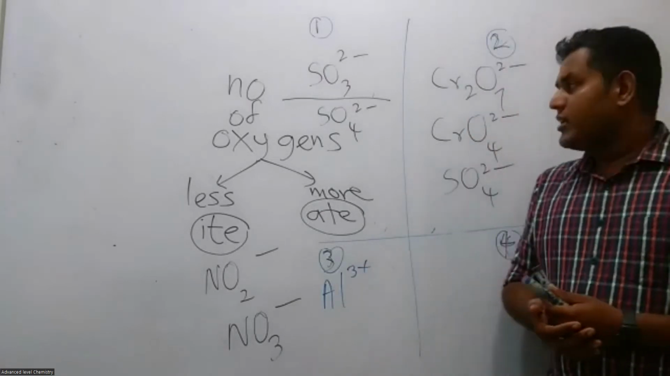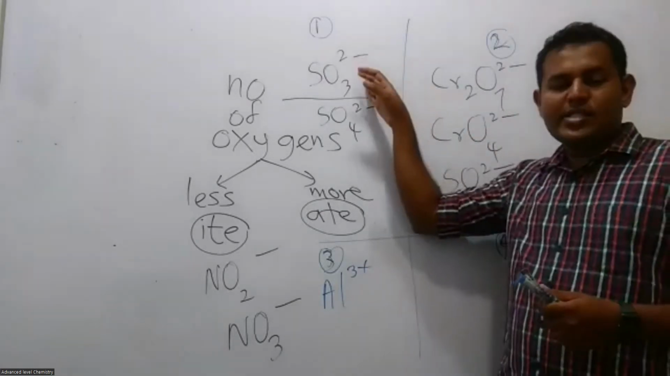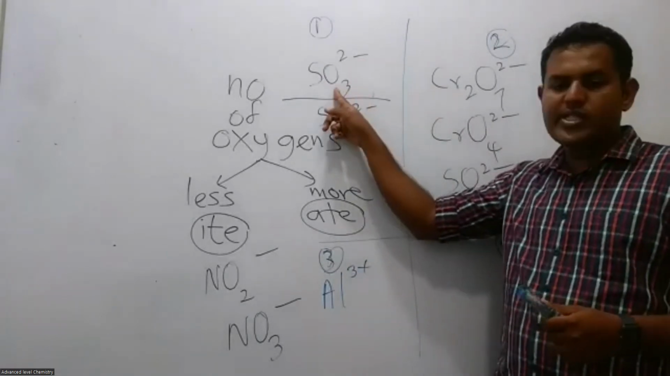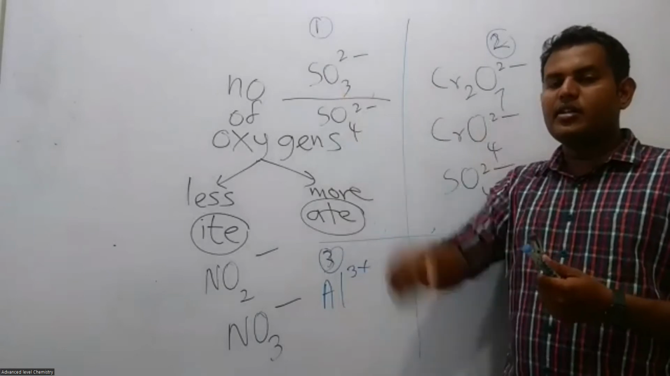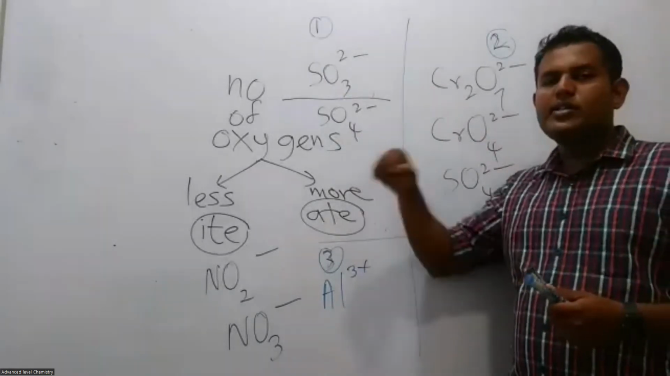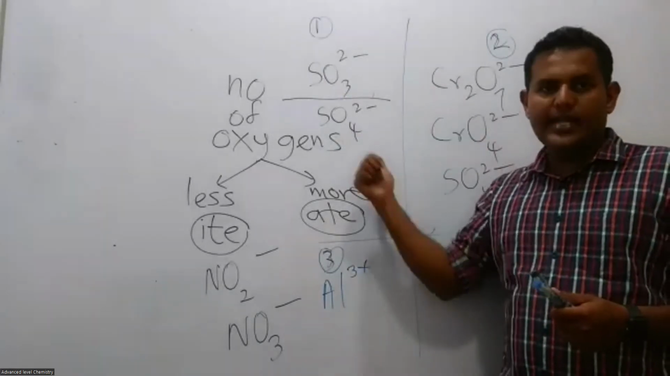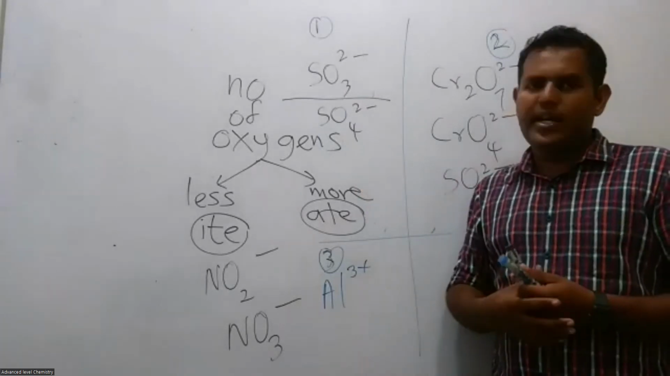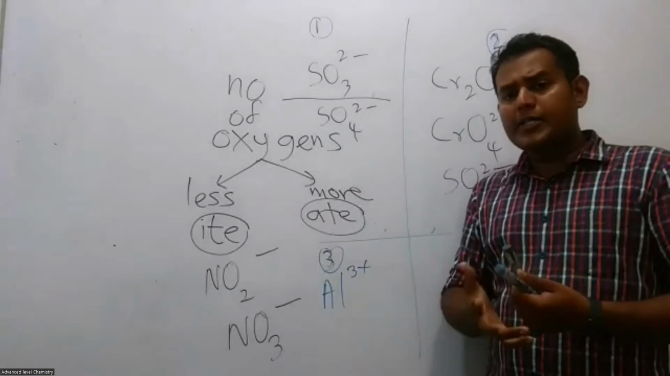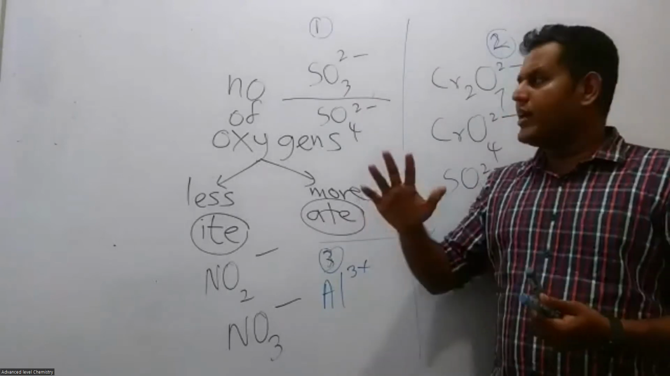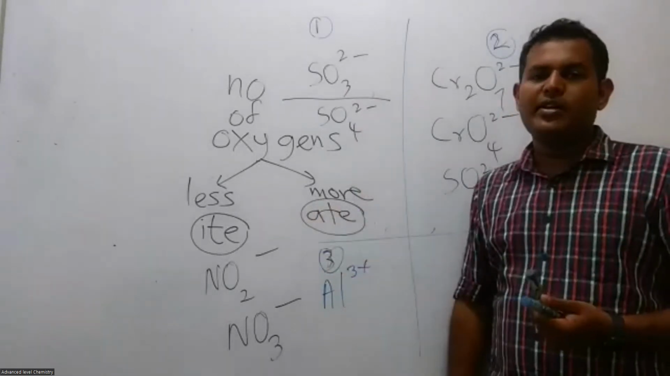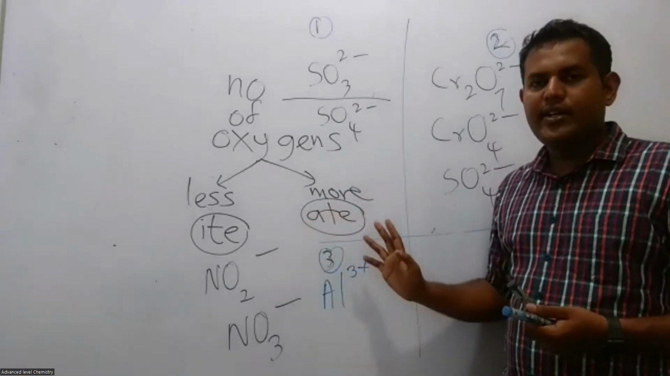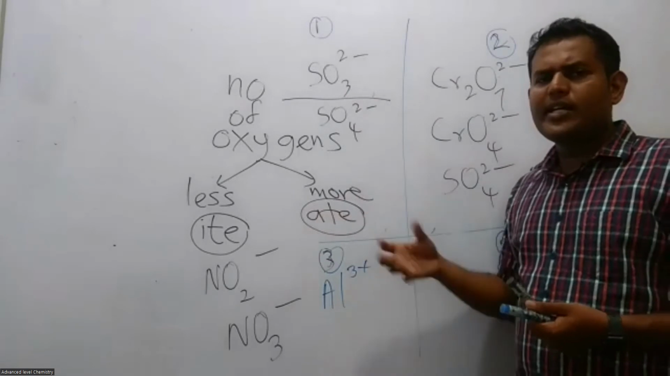Yes, that's right. SO3 2 minus has fewer oxygens, that's ite. SO4 2 minus has more oxygens, that's ate. So in A levels we have trends like this to study. Instead of learning sulfite and sulfate by heart, now introduce a trend: fewer oxygens ite, more oxygens ate. If you want a note related to that, I can give you notes.